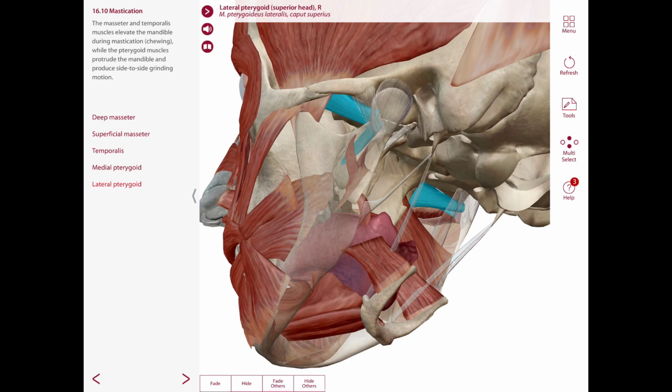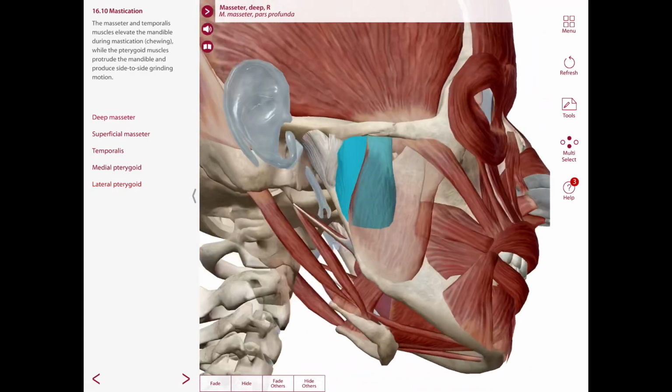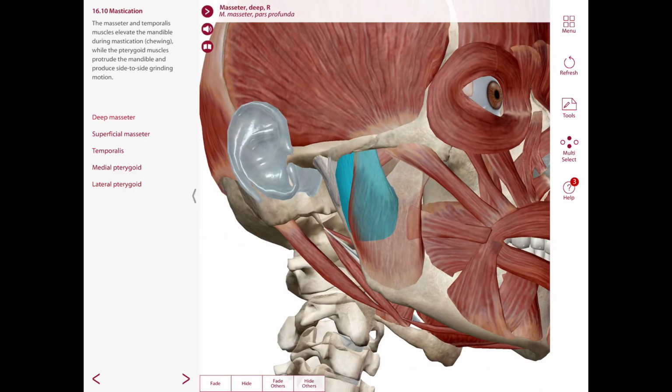As for the masseter, if you notice right here, the origin is the zygomatic bone and the zygomatic arch. The insertion is the lateral surface of the ramus of the mandible and the angle of the mandible. The nerve supply is the masseteric nerve. And the main action is to elevate the mandible for bilateral contraction.